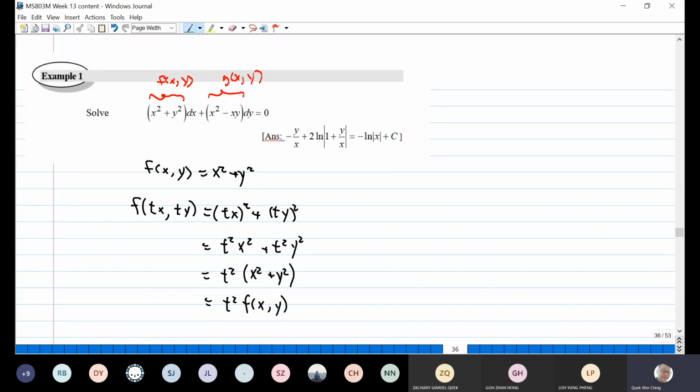That's the condition for a homogeneous equation. All you need to do is check for g also. Is the same thing happening? So g of x y happens to be x squared minus x y. So put x to tx and y to ty. So this one becomes tx squared, x goes to tx, and y changes to ty.